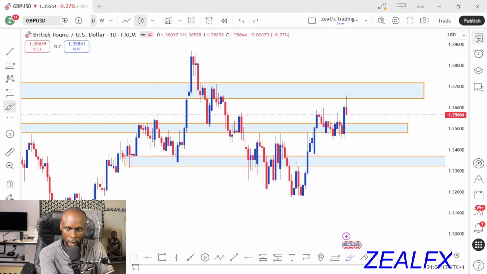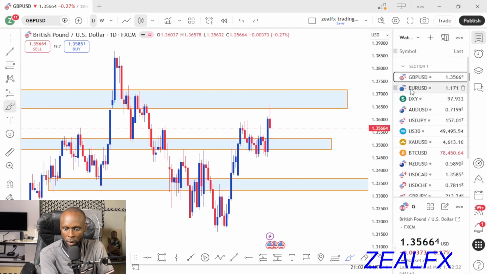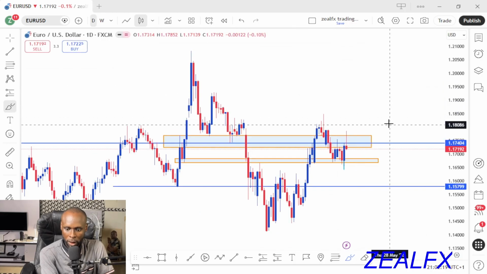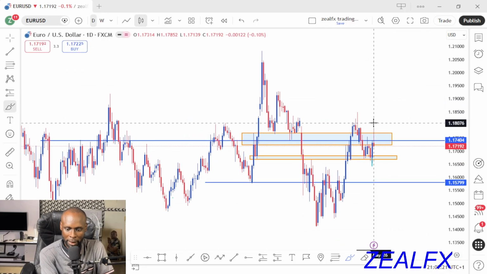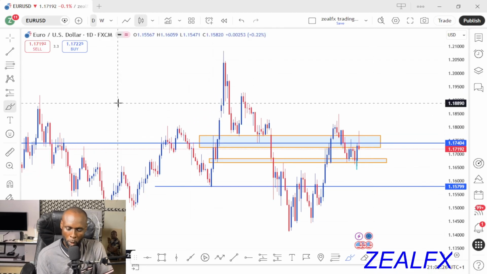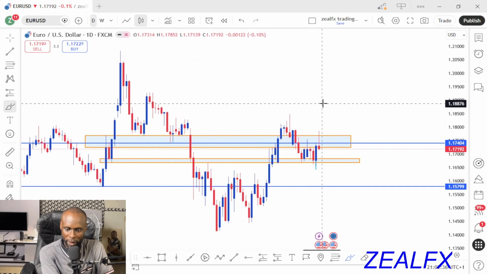So let's look at our next pair, which is the Euro USD. Euro USD on my daily chart still remains on a sideways trend, but we have an inner structure trend on the Euro USD. If you have been following my analysis since last week, I've been saying that Euro USD is currently at a strong resistance level.